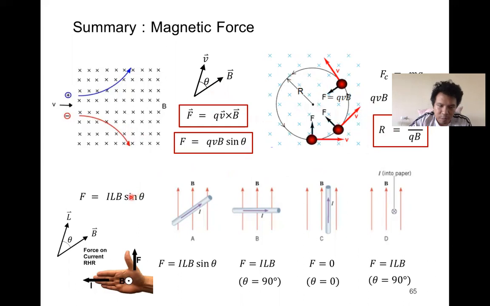And then for the case of current in a wire, the form of the equation changes from QVB to ILB. With the same idea, we can derive the force that is acting on the wire. Again, if the current and magnetic field make 90 degrees, we have ILB, which is the maximum force. But if the current and B are parallel, we have F equal to 0, or no force.